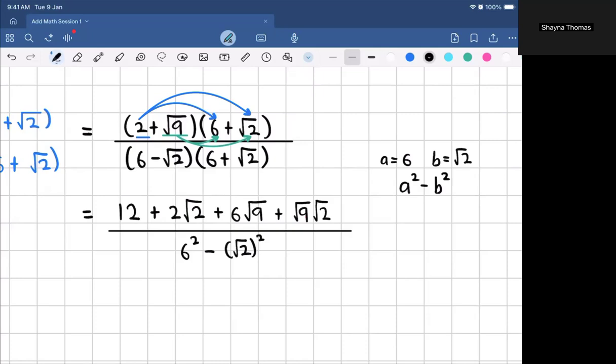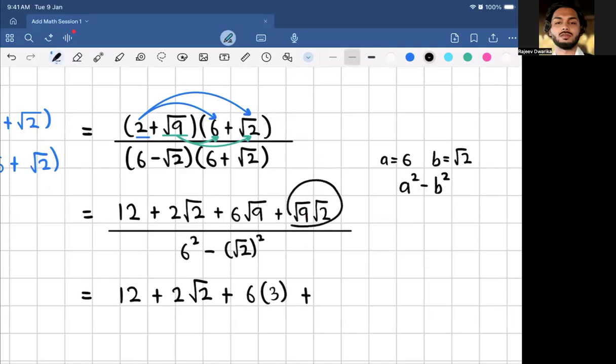No, sir. Okay, let's simplify the top. So I'm going to write back 12. Could 2 root 2 simplify, or am I going to leave it like that? Leave it like that. Yeah, we're going to leave it like that. You can't really do anything with that. What about 6 root 9? Could you find the square root of 9? 3. So I'm going to write 6 by 3, and let's work this part out now. What is the square root of 9? 3. So we end up with 3 root 2.